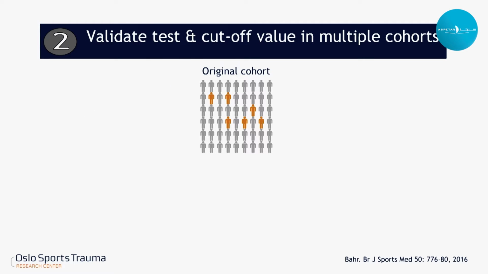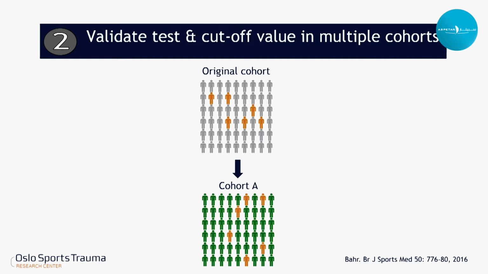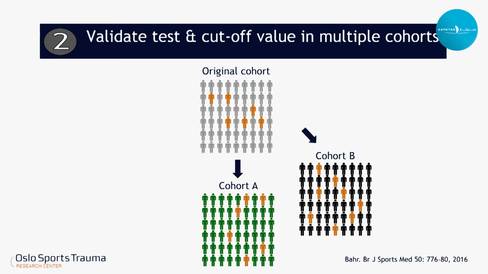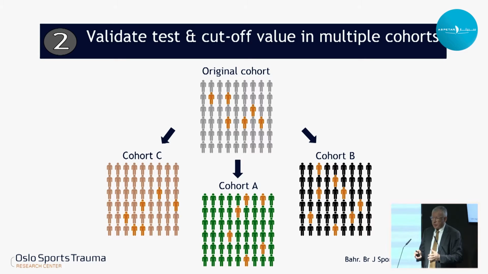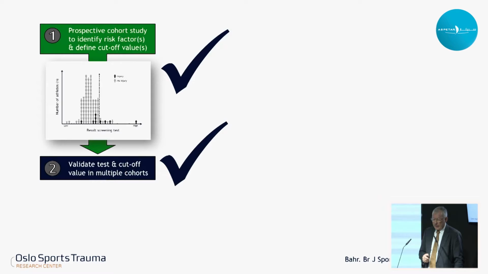The second step is you need to validate the test that you're using to identify the athlete at risk in not just the first cohort where this prospective cohort study was done, but you need to validate that it also works in other cohorts, because they may differ, younger, older, different gender, different level of athleticism. So it may not be that your first observation of this being a risk factor in this population applies to all types of athletes across all sports. So that is needed as the second step.